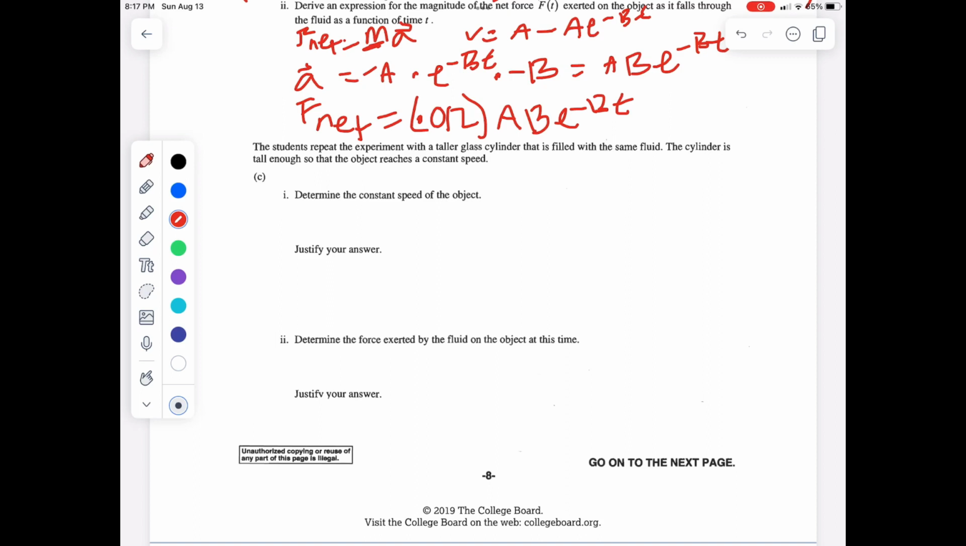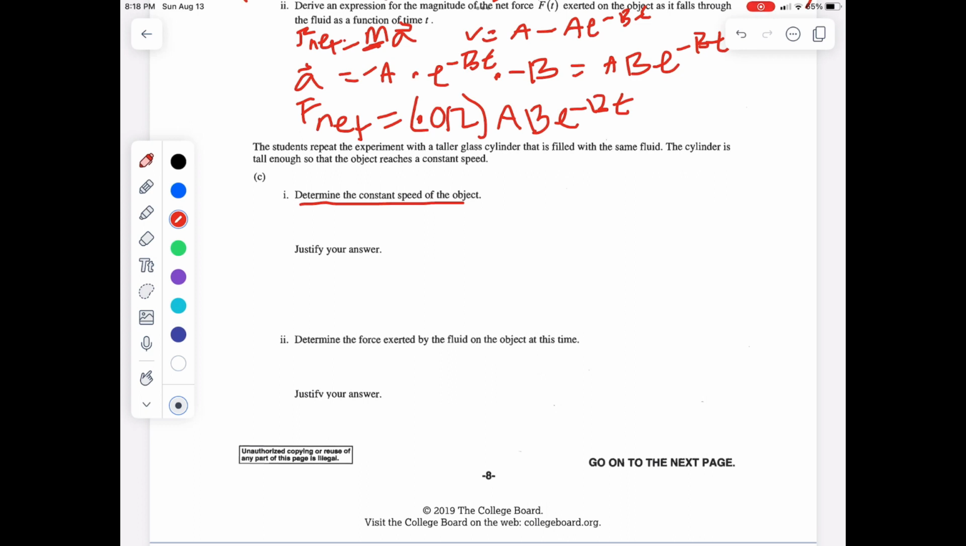So if we want to determine the constant speed of the object, the easiest way to do this is, we know that if we had basically an infinitely long cylinder, or even just a cylinder that's tall enough for this to happen, we know that when t equals infinity and we had enough space for this object to just keep going down, it'll eventually reach its terminal velocity or its constant speed. It'll of course get there before t equals infinity, but we know that at t equals infinity it'll be there.